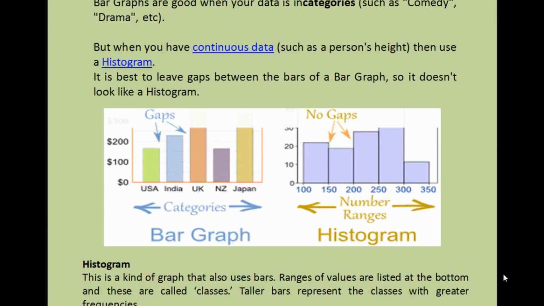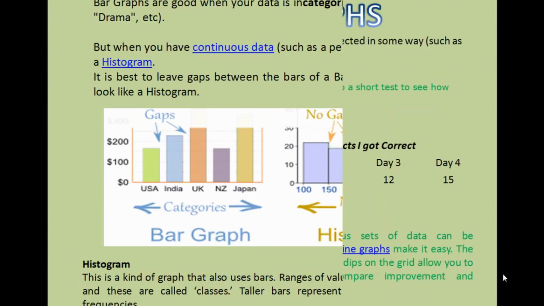But when you have continuous data, you present them in the form of a histogram. It is best to leave gaps in between the bars of the bar graph so it doesn't look like a histogram. Therefore, a histogram is a kind of graph that uses bars, right? But on the x-axis, you plot the continuous figures. For example, in this graph, 100 to 150, 150 to 200, 200 to 250, and so on. When you do not put gaps in these bars, it is basically a histogram that we are talking about.